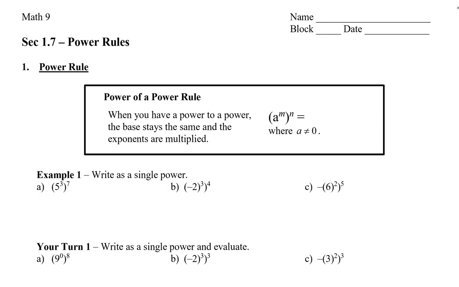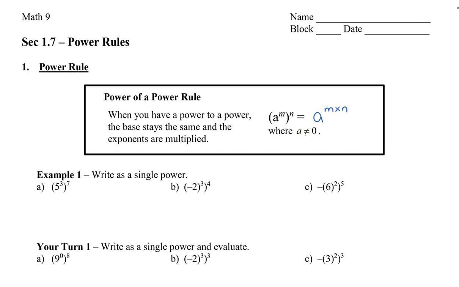So in the first power rule, the power of a power rule, when you have a power to a power, which simply means that you have a power raised with another exponent, the base will stay the same and the exponents are multiplied. So here we have a to the power of m to the power of n. What happens is the base stays the same, and we take our exponents and multiply them together. The reason that they're multiplied is because we have n groups of a to the m. And then we also have to remember that a can't equal 0.